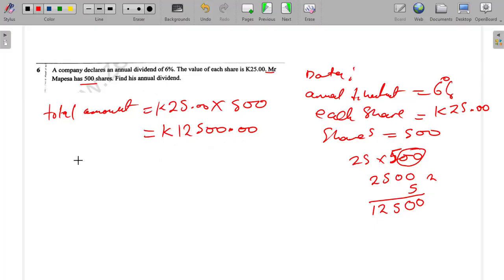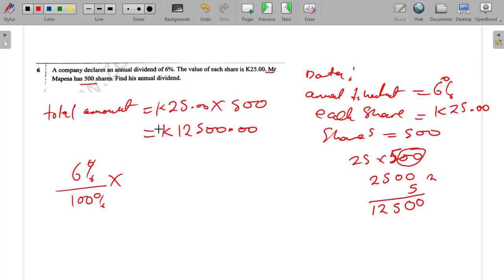So for us to know the annual dividend that you're going to get from these 500 shares, we're going to get 6% of the nominal value, isn't it? So we're saying we have 6% as the annual dividend, and we know percentage is out of 100. So we're going to say divided by 100%.